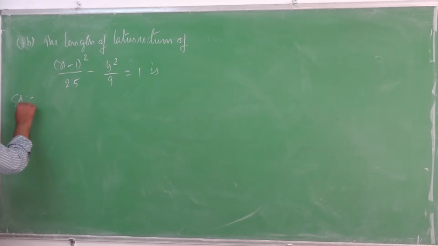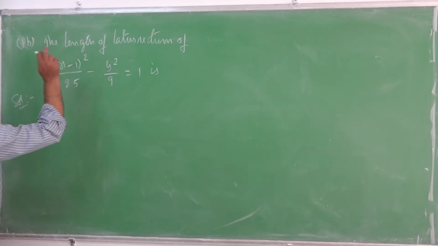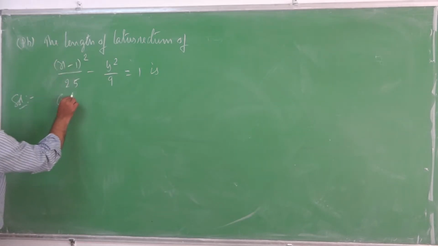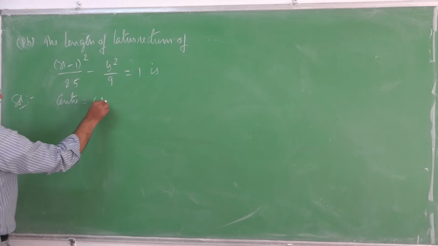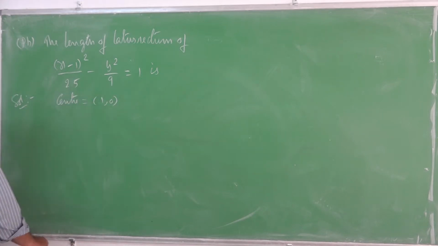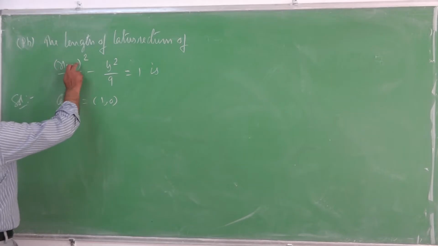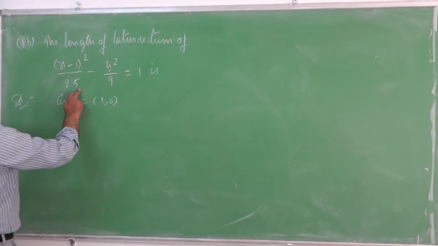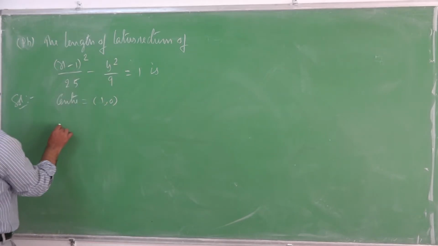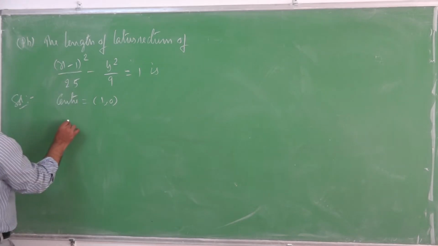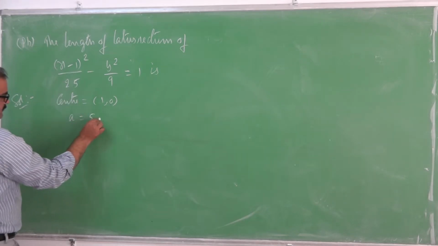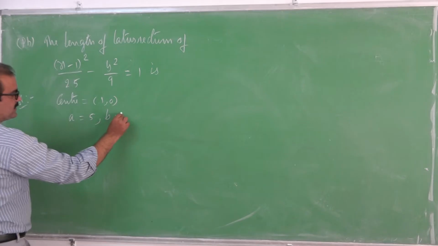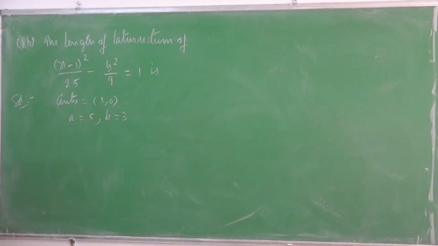This is a hyperbola with the center (1, 0). Here the center of the hyperbola is (1, 0). It is in the form of (x minus alpha) whole square by a square minus y square by b square. Here a square is 25, so a is equal to 5. b square is 9, b is equal to 3. So it is in standard form.